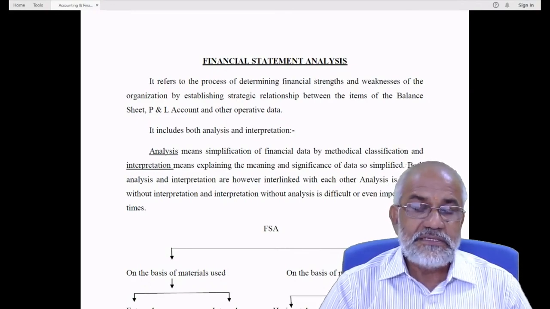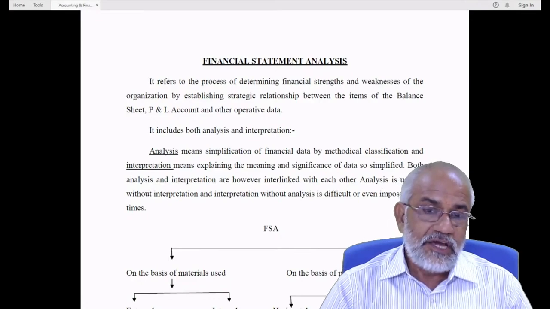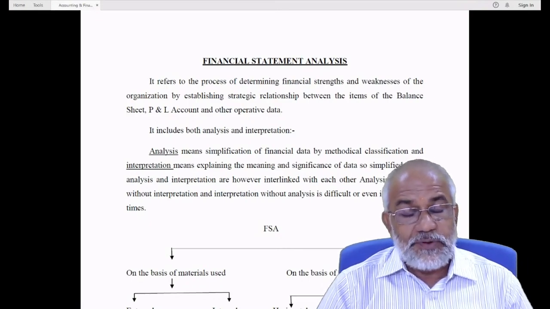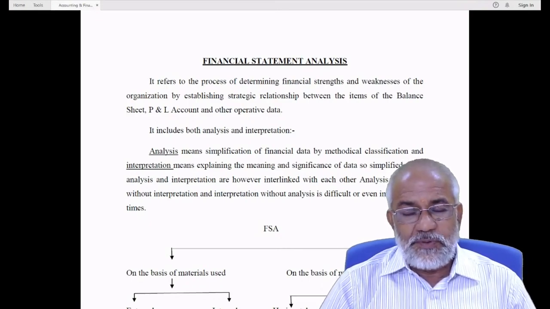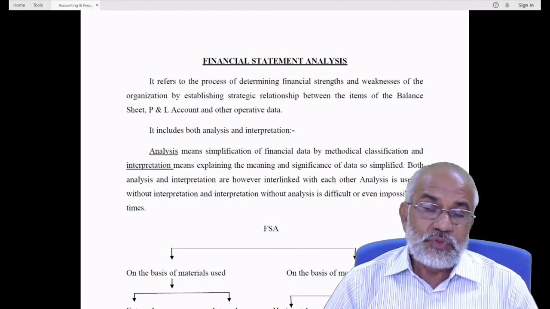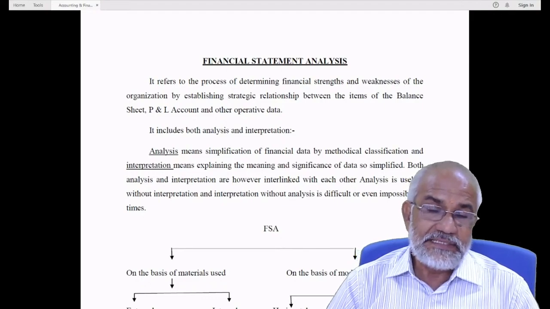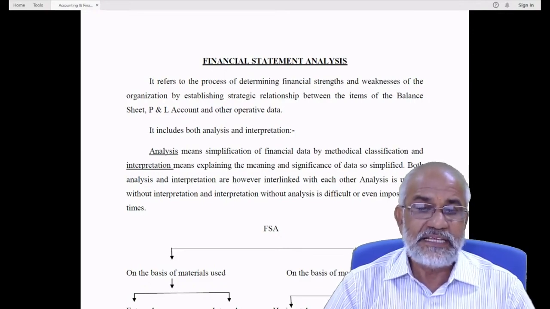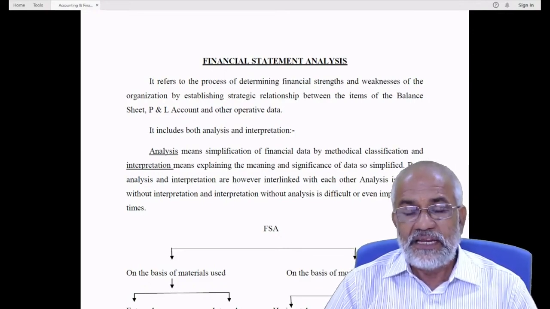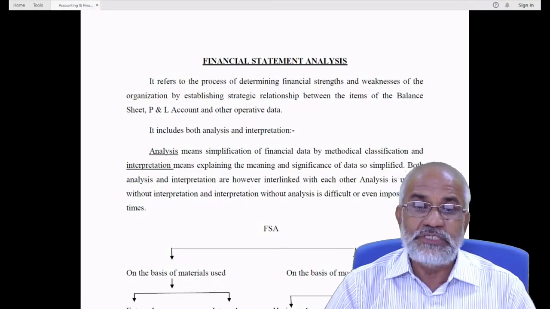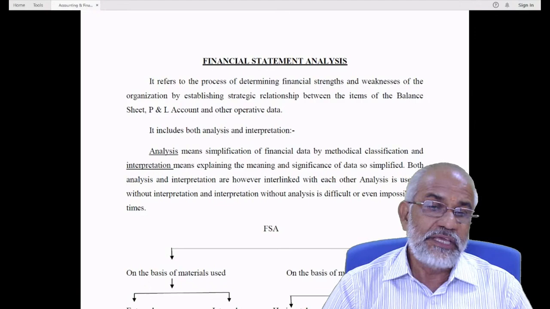The trading account is the tabular presentation of the equation of gross profit. What is the equation of gross profit? The gross profit is equal to the sales minus cost of goods sold. Sales means the net sales. From gross sales, if there is any sales return, that has to be deducted, and the net sale will be arrived at. By deducting the cost of goods sold from the net sale proceeds, it will give rise to the gross profit.